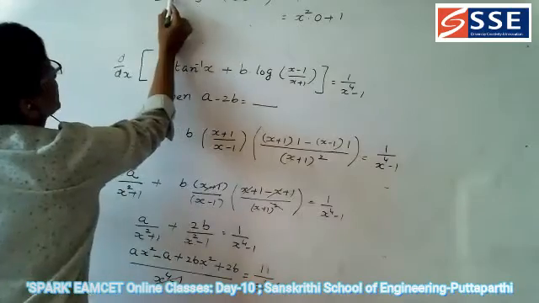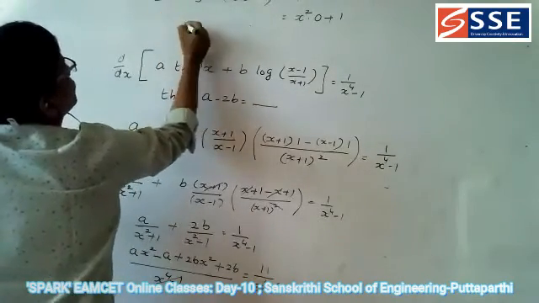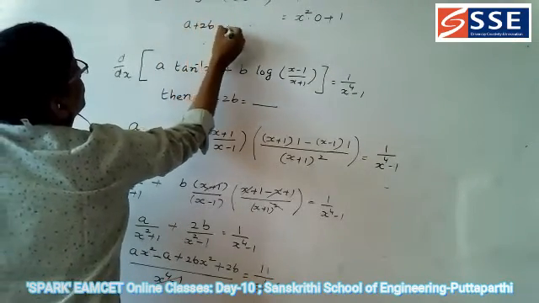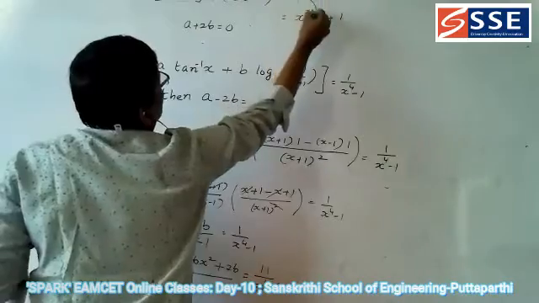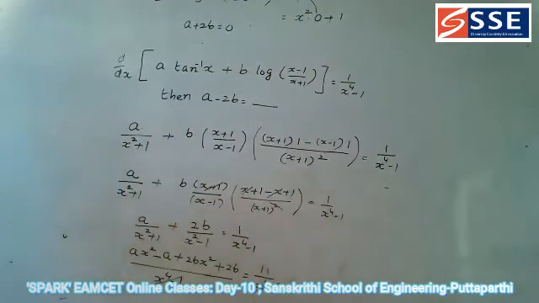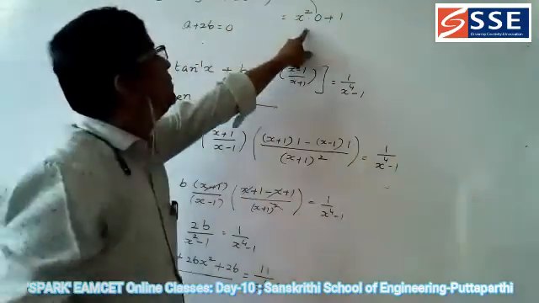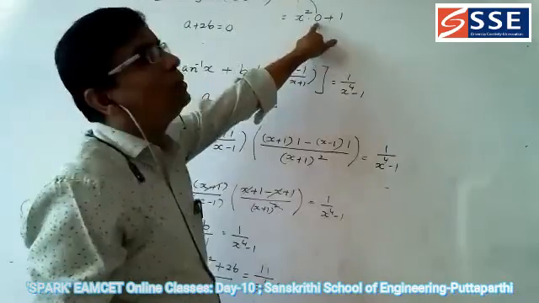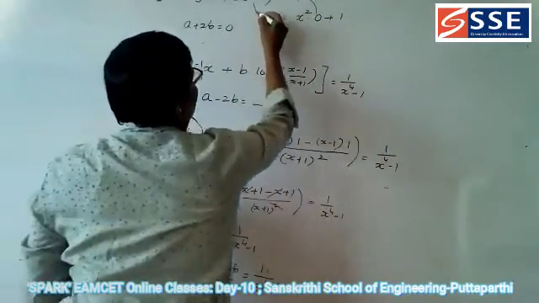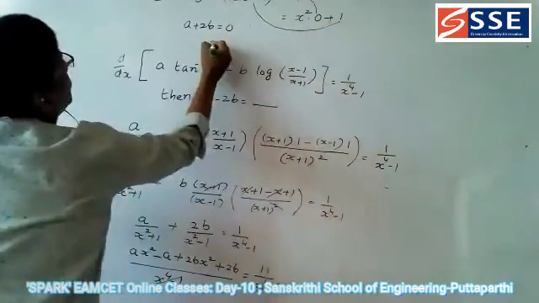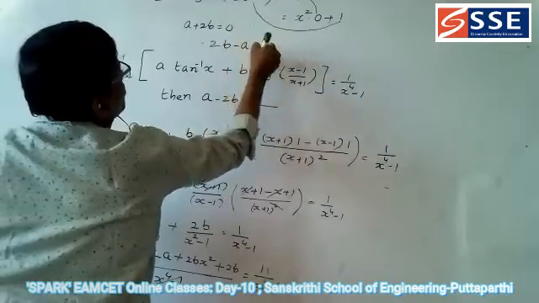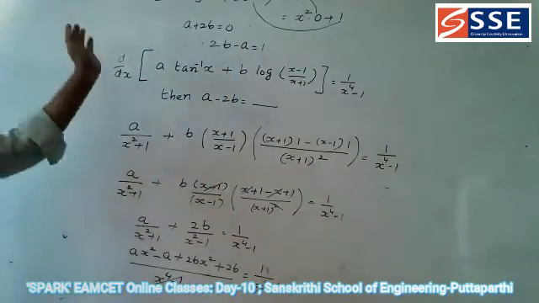So therefore, compare these two. A plus 2b is equal to 0. Why? Because the x square coefficient here and here are the same. X square, both are same. So a plus 2b is equal to 0. Here 1 is already constant. That's why 2b minus a is equal to 1, by comparing the left hand side and right hand side.